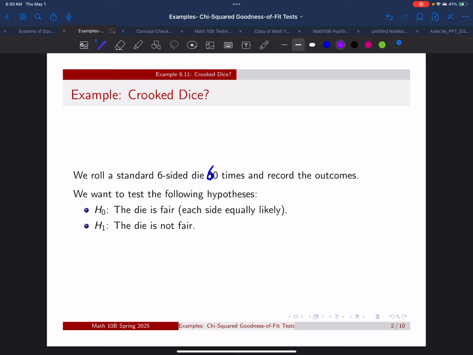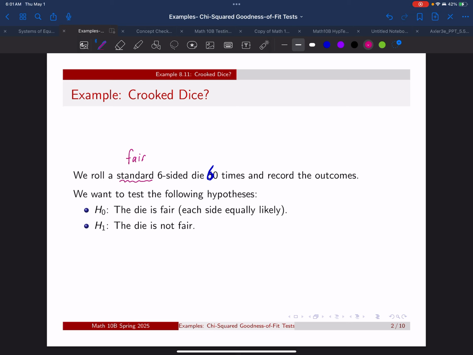It's called crooked dice. We roll a standard, and let's highlight this, because it says standard, that means we're assuming it's fair, right? So we roll a standard six-sided die 60 times, and we record the outcomes. So notice that there's a range of possible outcomes for what happens when you roll a die 60 times.